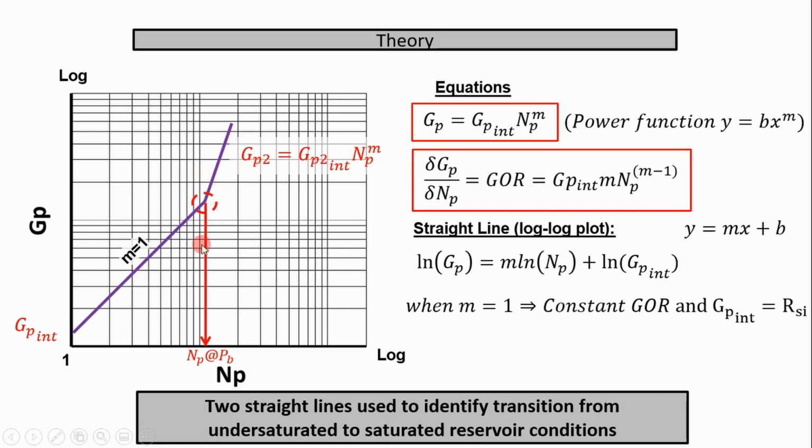So these two regions identify the undersaturated region and the saturated region. And so you distinguish those two, and you can forecast your gas production a lot better. It's a lot better way to do it. So you identify that transition and you move on.